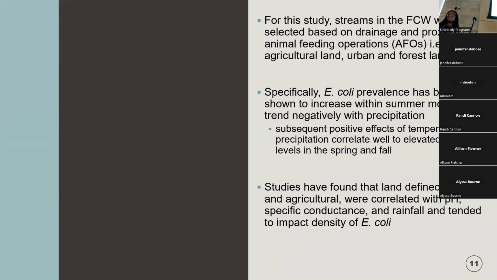Specifically, E. coli prevalence has been shown to increase with summer months and then trend negatively with precipitation. And this is what we often see in a lot of studies. And so the subsequent positive effects of temperature and precipitation also correlate well with elevated E. coli levels in the spring and the fall. There have also been studies that have found that land defined as urban and agriculture were correlated with pH, specific conductance, and rainfall, which tended to impact the density of E. coli.